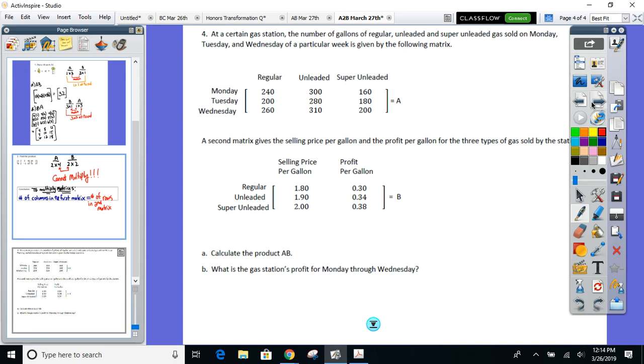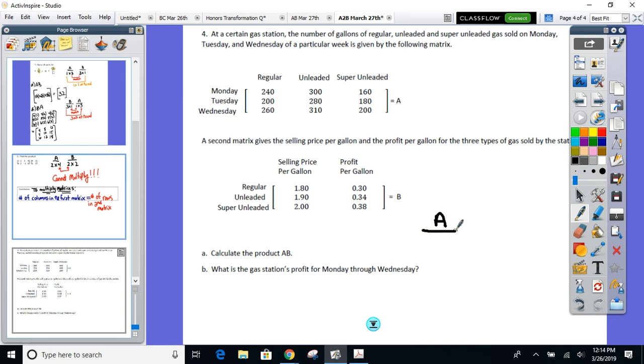Okay, given two matrices here. We got days and the amount of regular unleaded and super unleaded gas, perfect. And we got a second matrix B here, which tells us the selling price and the profit we make per gallon. So part A says, hey, can you do the product of A, B? All right, well, I don't know, can I? Let's check first that I can.